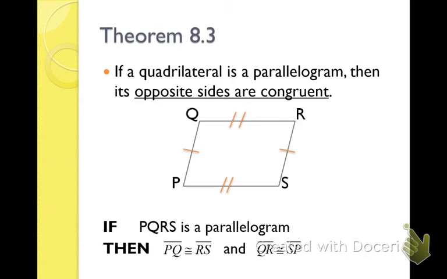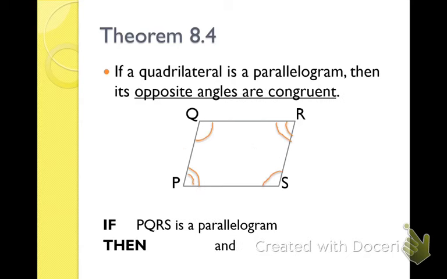Questions there? All right. If a quadrilateral is a parallelogram, then its opposite angles are congruent. In this picture, if PQRS is a parallelogram, angle P is congruent to angle R and angle Q is congruent to angle S.